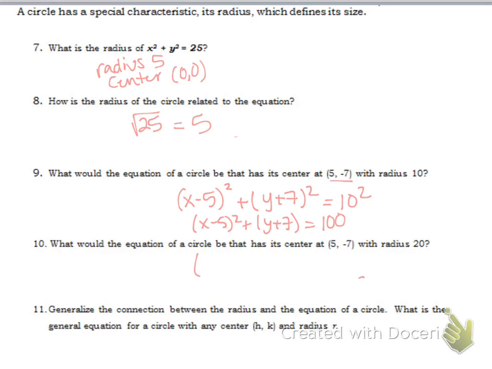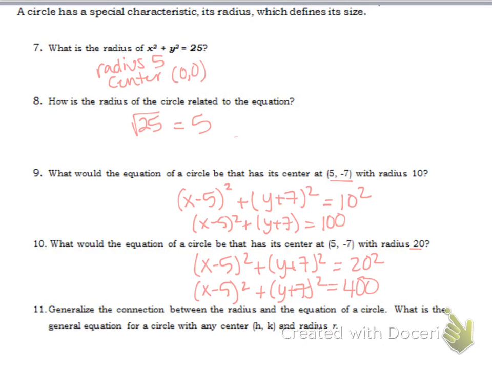Okay, so my next one, we got (x - 5)^2 + (y + 7)^2 =, my radius is 20 this time, so 20 squared, which gets me 400 this time. Okay, and then we already talked about the connection of h, k, so that's my original equation that I put up there.